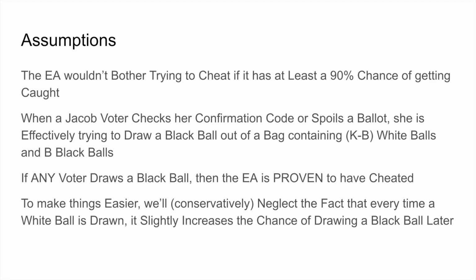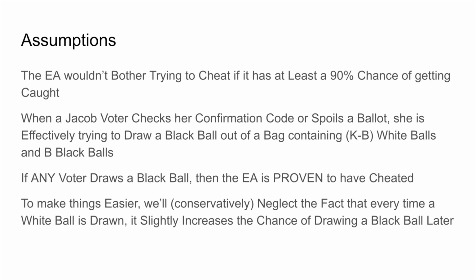Next, when a Jacob voter checks her confirmation code or spoils a ballot, she is effectively trying to draw a black ball out of a bag containing K minus B white balls and B black balls. The white balls represent the votes that were not cheated. The black balls represent votes that were cheated.